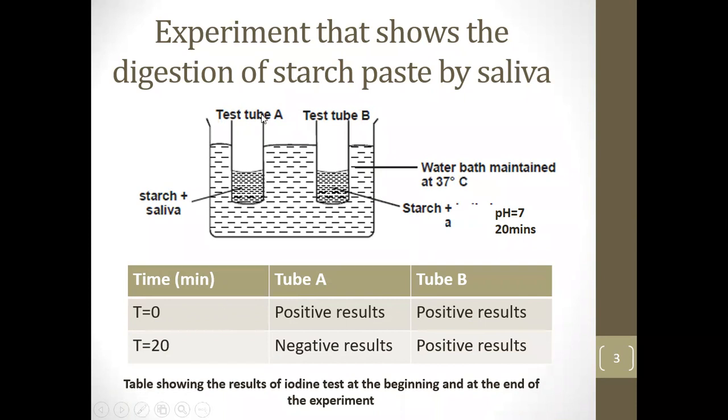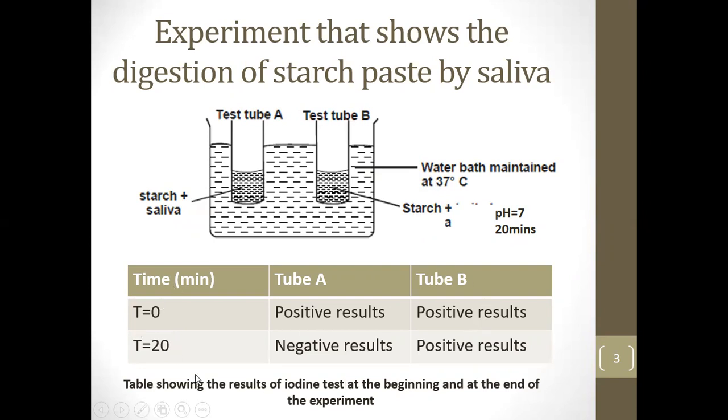As you can see here, we have two tubes, tube A and tube B. In tube A, we have starch and saliva, while in tube B, we have only starch. And both tubes are placed in a container filled with water bath at 37 degrees Celsius for 20 minutes and at pH equals 7, which is the neutral pH.